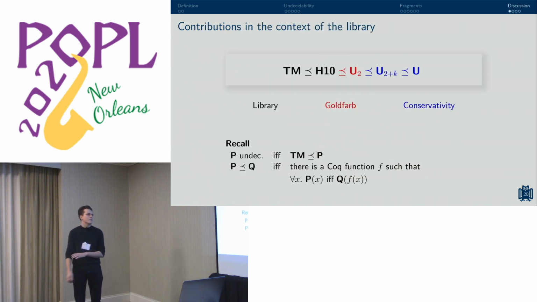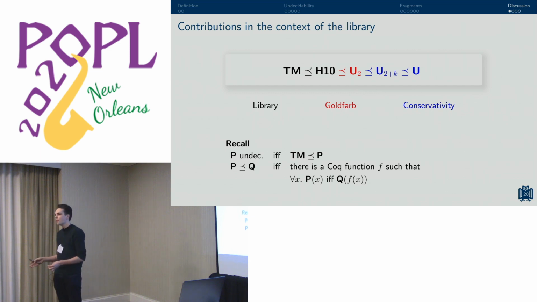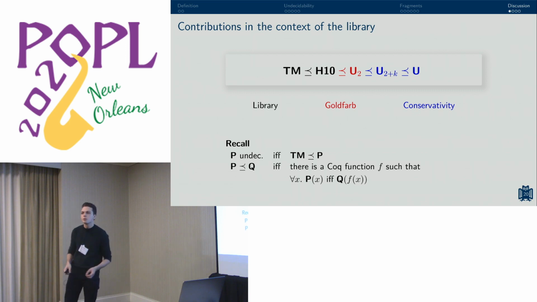Instead, I want to quickly recap what our contribution was in the context of the library. So as I mentioned, this already contains a reduction from Turing machines to Hilbert's Tenth problem. And we extended this now with the mechanization of Goldfarb's proof, Hilbert's Tenth problem to second order unification. And by conservativity, we get the undecidability of all higher order unification problems. And if you recall our definition of synthetic undecidability, this means we now have proven all of them undecidable.